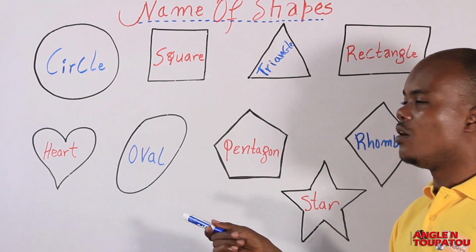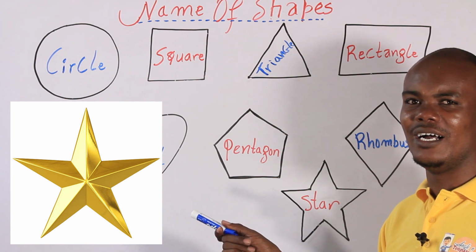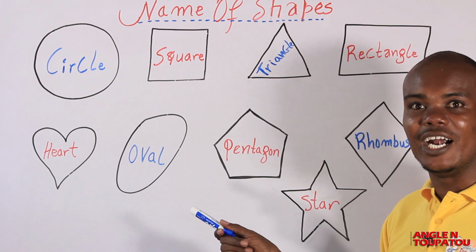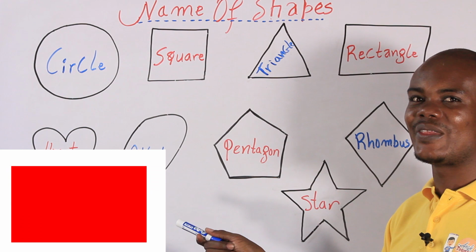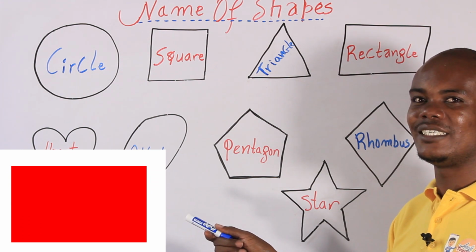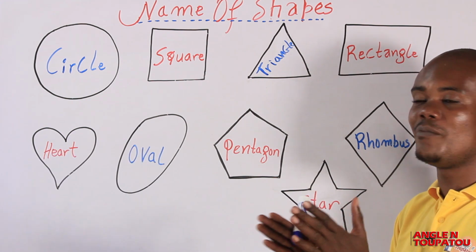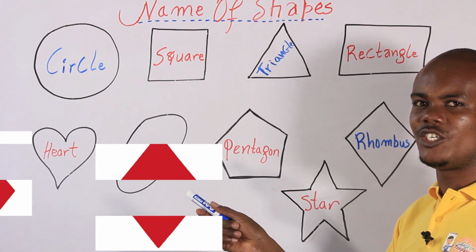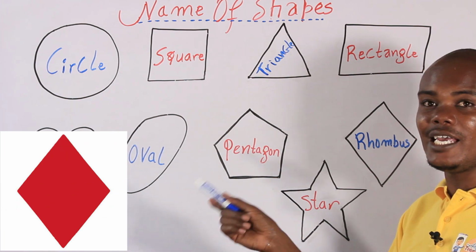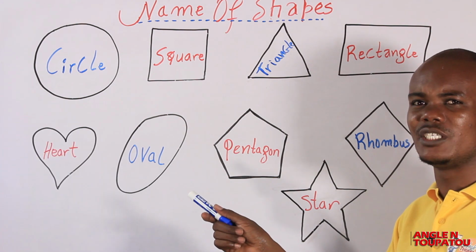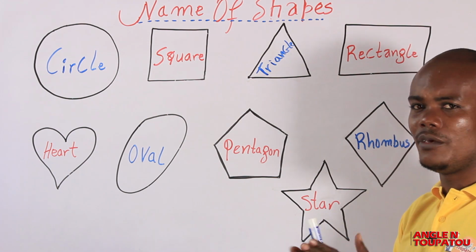Let's go now. What is this picture? It's a star. Congratulations. What picture is this? It's a rectangle. Good job. What picture is this? Okay. It's a rhombus. Un losange. Good. Okay. Good job. Keep on.